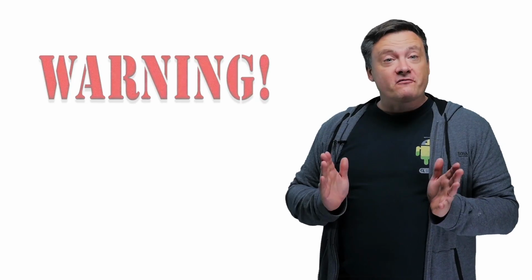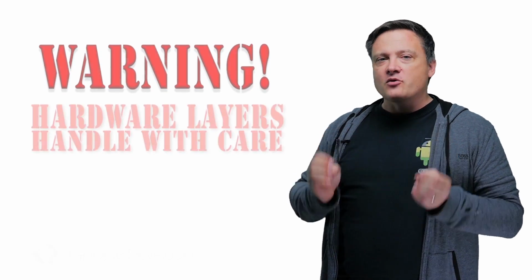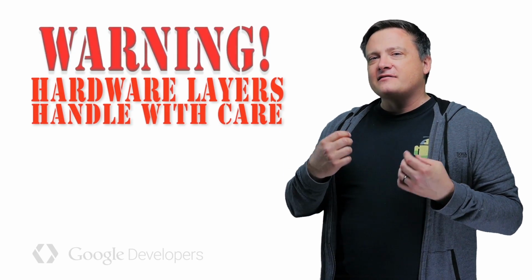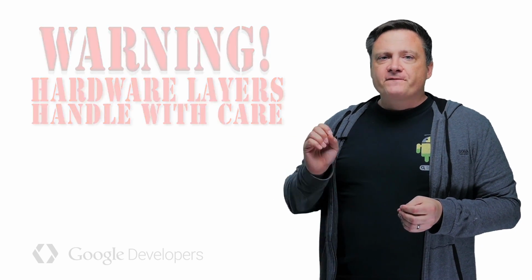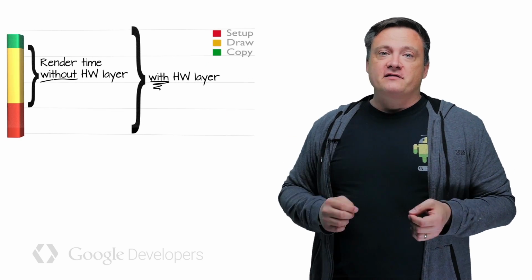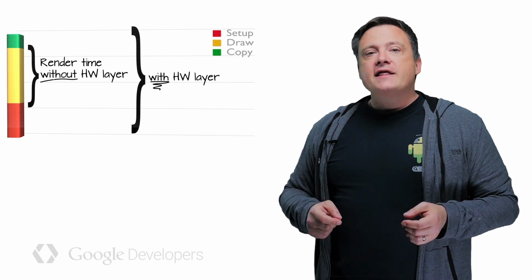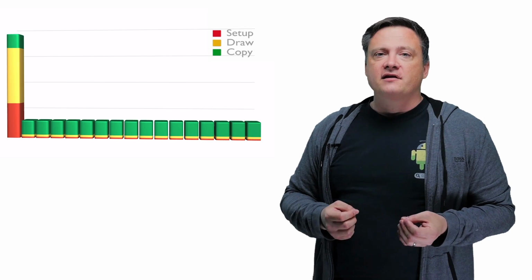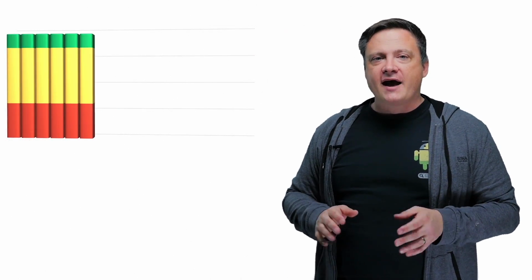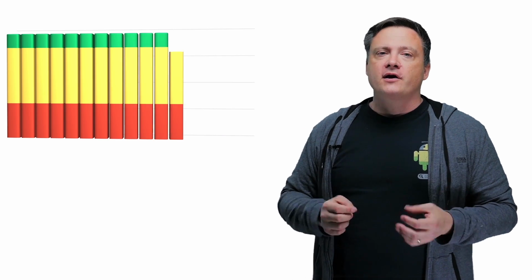So why does this cause a performance problem? Well, it's because hardware layers are one of those things that has a large upfront cost and then gets cheaper over time. The first time you use a layer, it's more expensive than just drawing directly to the screen. The savings come later as you reuse the layer without changing its contents. But in the case we're looking at, we never see those savings. Why? Because after every frame, the renderer throws the hardware layer away. Every single time we draw this view, we have to pay the setup and draw costs all over again.